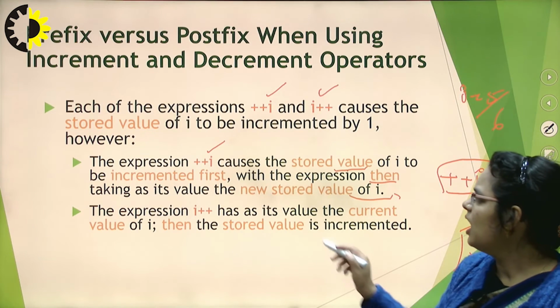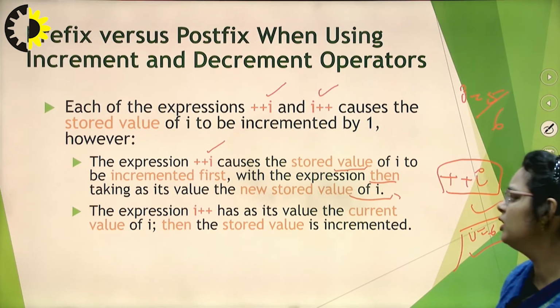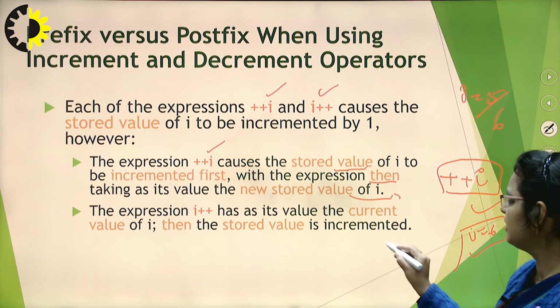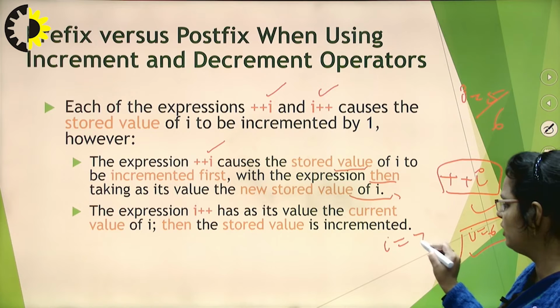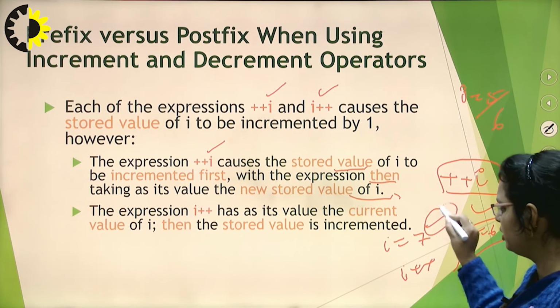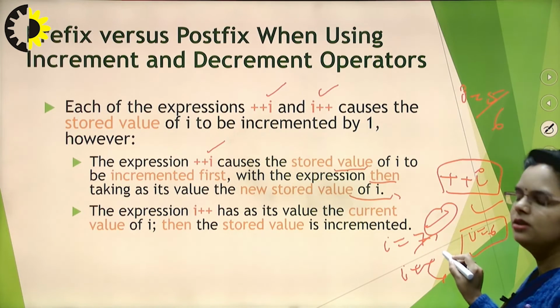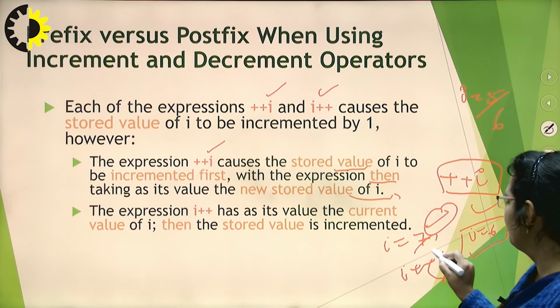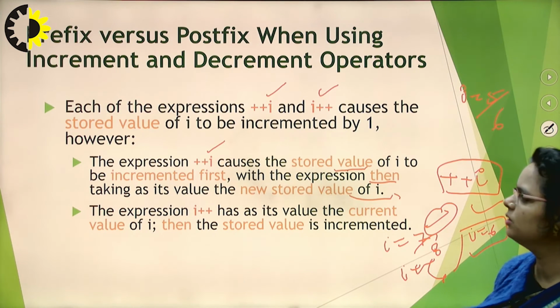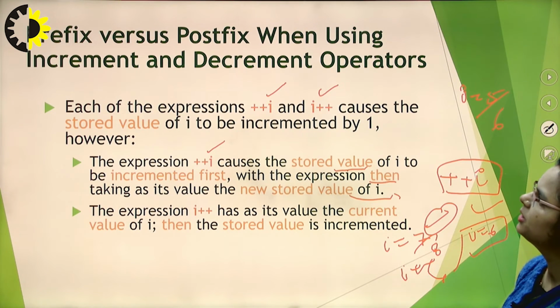And the expression I plus plus has as its value the current value 5, and then the stored value is incremented. Suppose I now has the current value 7 and we are doing I plus plus. First of all, the value 7 would be used, and then I would be incremented. So this is how the postfix and prefix increment and decrement operators work.